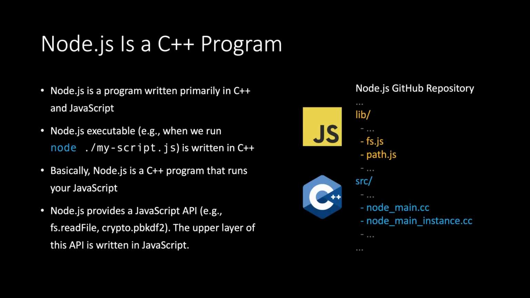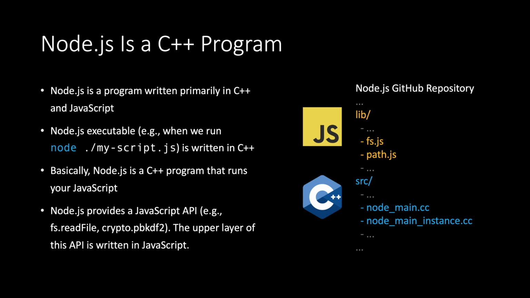Now I would like to talk in more detail about what Node.js is. Node.js is a C++ program. It is written primarily in C++ and JavaScript. Node.js executable, for example, when we run node and then we specify the path to the script, this node executable is written in C++. Basically, Node.js is a C++ program that runs your JavaScript. And Node.js provides JavaScript API that you can use in your code, like for example, the file system module that allows you to read and write files, crypto modules that allows you to encrypt and decrypt things, other modules like HTTP, path, net, etc.